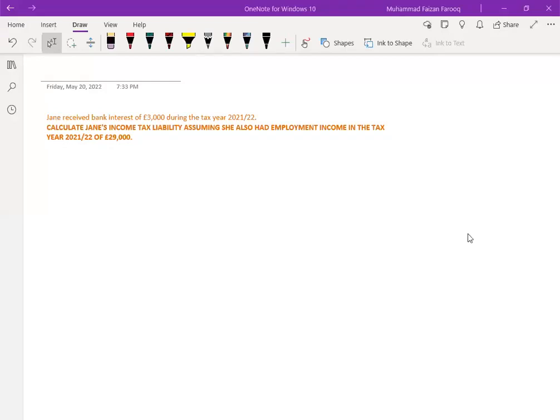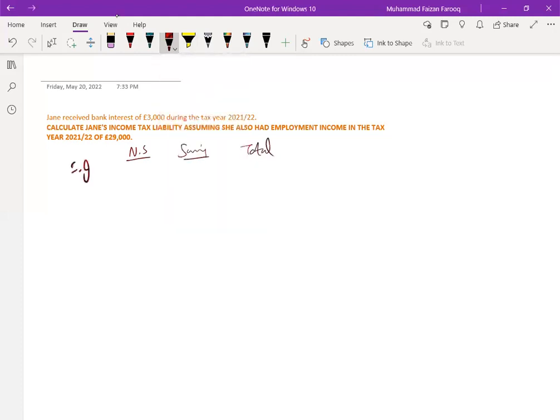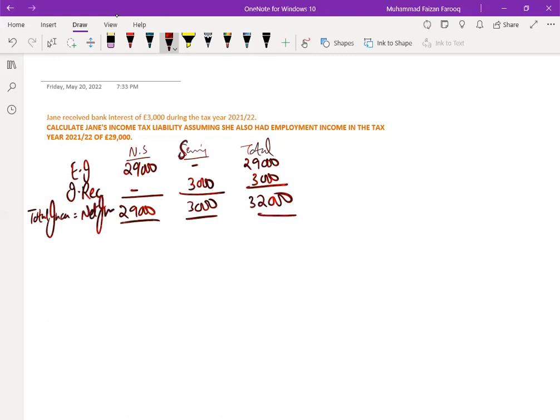Here we have the next question. Please read it out. Jane received bank interest of £3,000 during the tax year 2021 to 2022. Calculate Jane's income tax liability when she has employment income in the tax year 2021 to 2022 of £29,000. Employment income is now 29,000, while the interest is the same, 3,000, giving me a total of 32,000, which is my total income as well as net income. Till here we are okay.